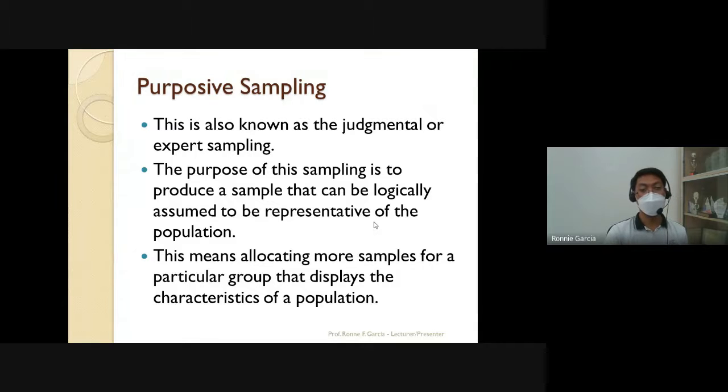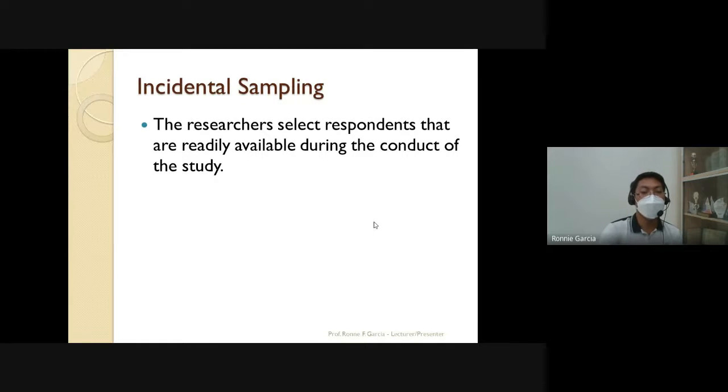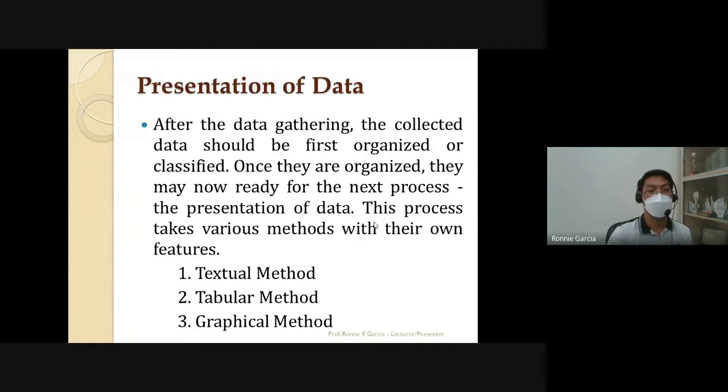Allocating more samples for a particular group that displays the characteristics of a population. On the other hand, we also have what is called incidental sampling. In incidental sampling, the researchers select respondents that are readily available during the conduct of the study. For example, you need to submit your research today and you still lack samples. So you have no choice but to have whoever arrives, your classmates, answer it. So that is incidental sampling.